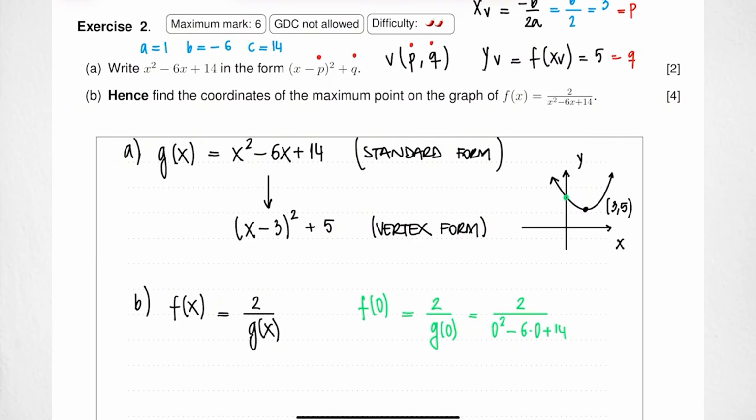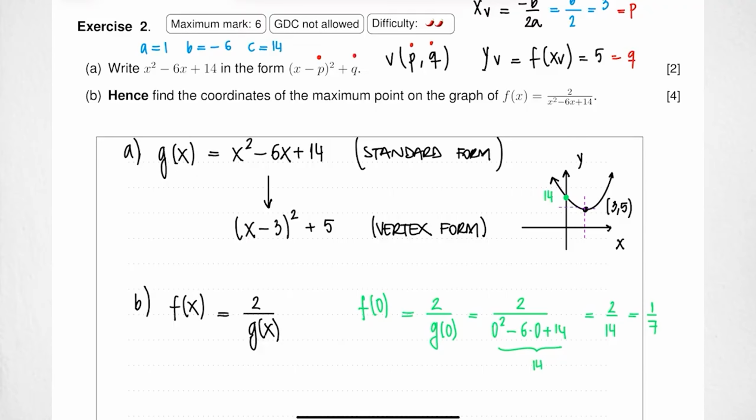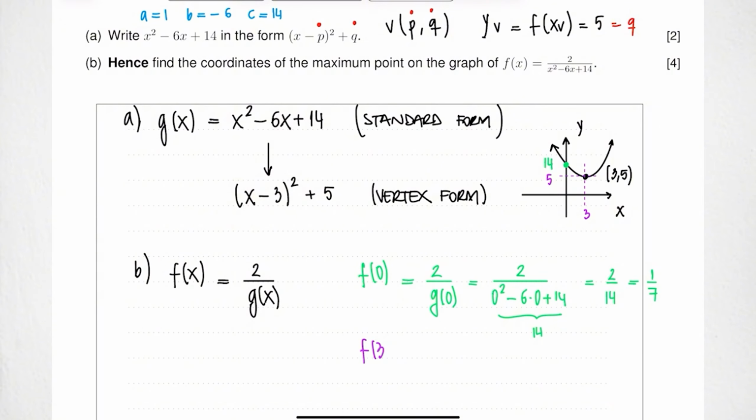Now, x equals 0 is right here, and the y value for this quadratic, which was found in question A, is equal to 14, just like we can see it right here. Now, over here, we get 2 over 14, which is 1 over 7, as the result. We would get a much bigger number if we used the smallest one that we could find in this quadratic, which is the vertex. For x equals 3, the y value is 5, which means that f of 3, which by the way will be the maximum of f of x, is equal to 2 over 3 squared minus 6 times 3 plus 14, which we know is equal to 5.